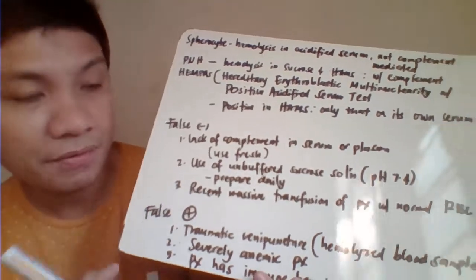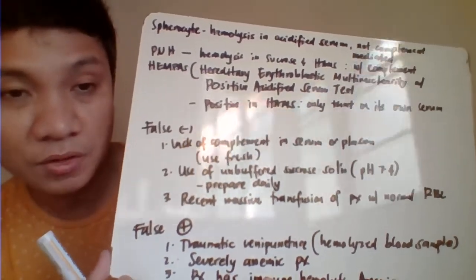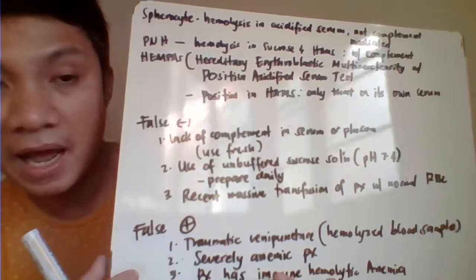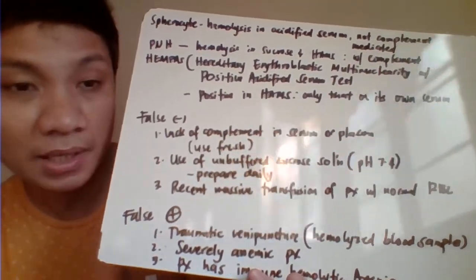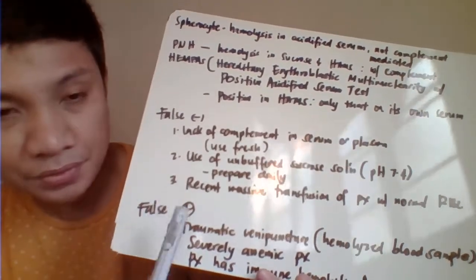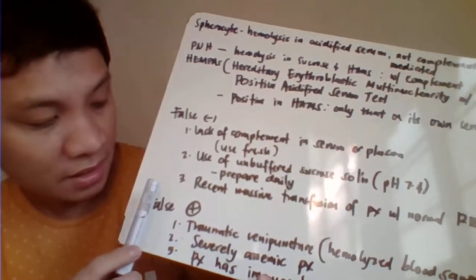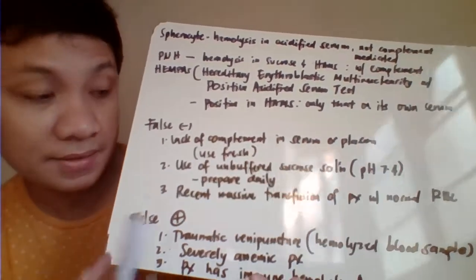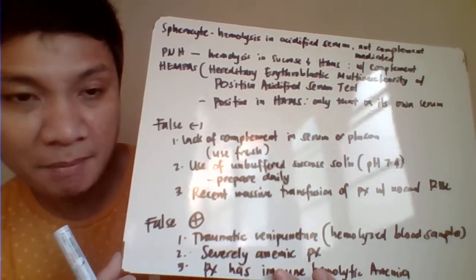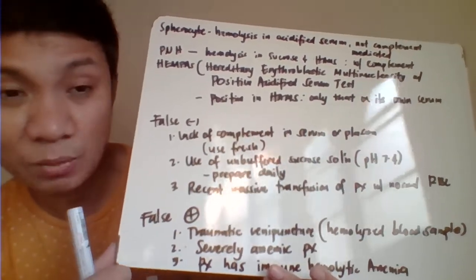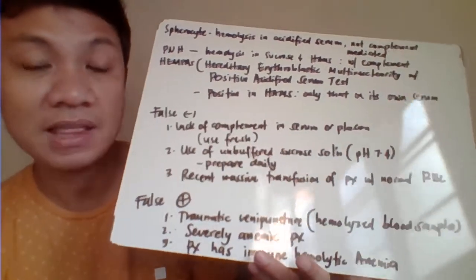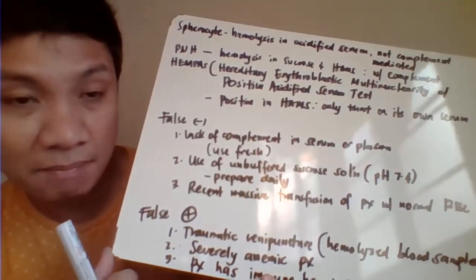Okay, the second one, use of unbuffered sucrose solution. It should be buffered at 7.4 because this is your potentiator, allowing the binding of your complement with the red blood cells. And that's why you need to prepare your sucrose every day or every time you're having the tests performed. The third one, recent massive blood transfusion. Expect that one to be negative because the red cells of the patient are now mostly normal, because part of that is coming from the donor blood.